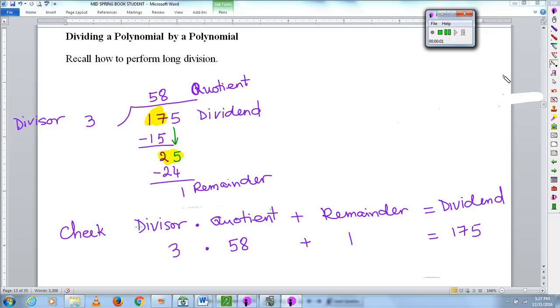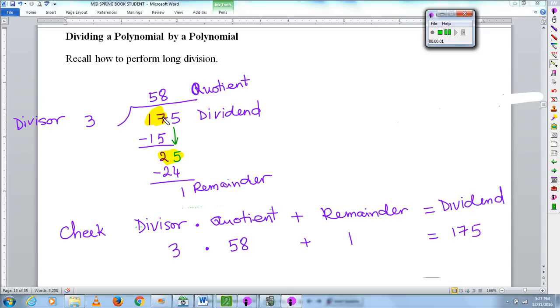In this video, we are going to divide a polynomial by a polynomial. Let's review how to perform long division with natural numbers. In this case, we are going to divide 175 by 3. This is the long division symbol. Here you can see I labeled it: we call 175 the dividend and 3 the divisor.